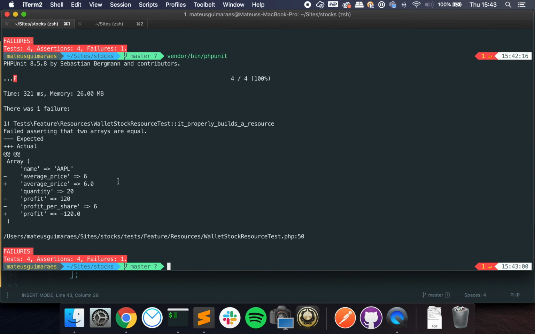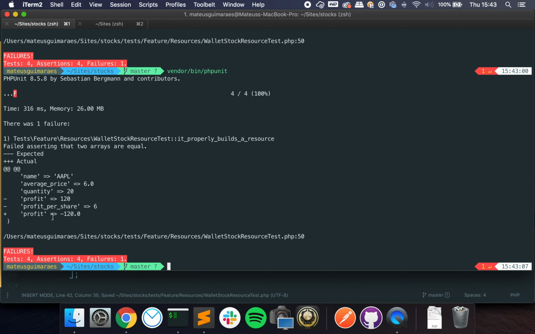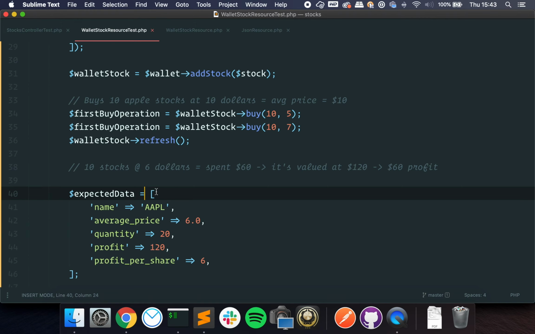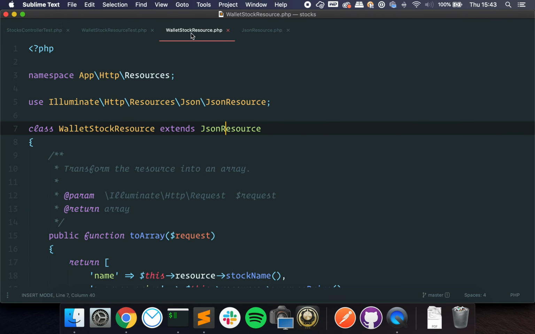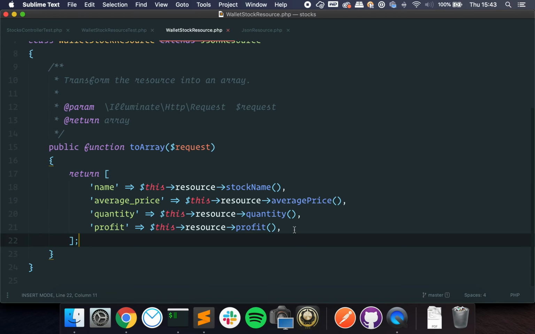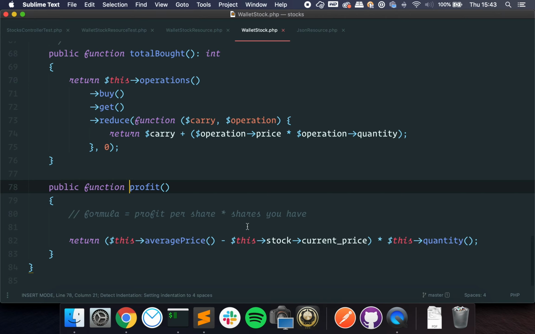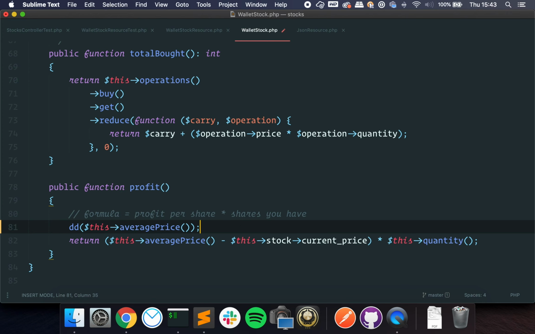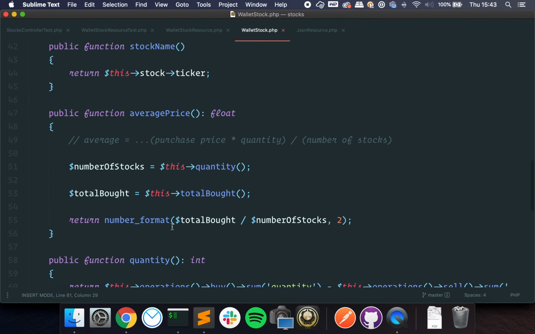Okay, so average price, we're getting a float. That makes sense. Profit is minus 120. Okay. Let me see. Wallet stock resource. Let's see how we are calling this. So average price. What is the average price? $13.75. What?